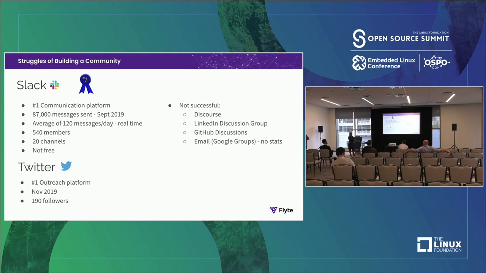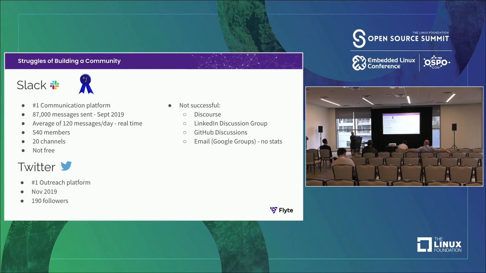We tried to establish a community on GitHub discussions, but we noticed that the discussions are always referring back to Slack. So they start on Slack, they move to GitHub, they go back to Slack. And when you want a more immediate response, you tell them, go back to Slack, somebody will respond almost immediately. So that's still there, but it's not terribly useful.